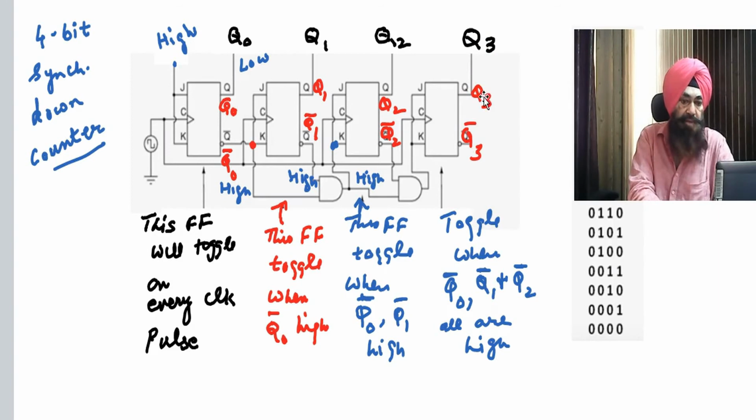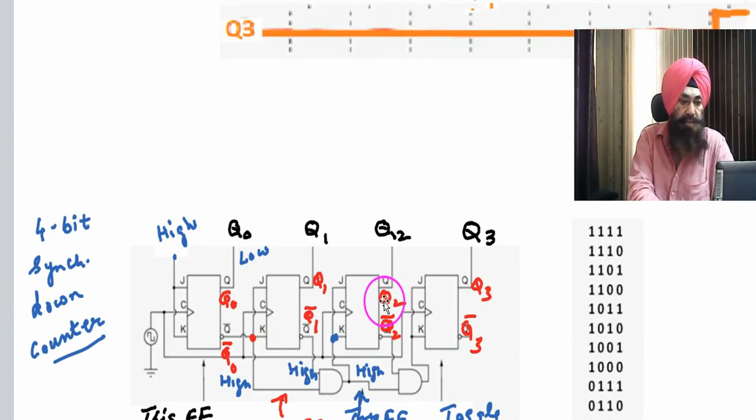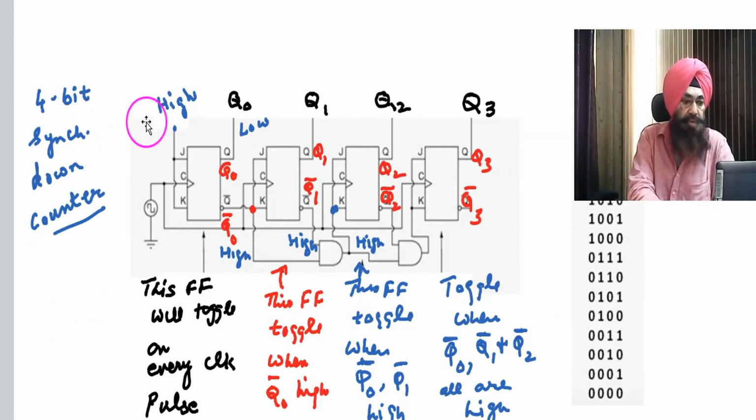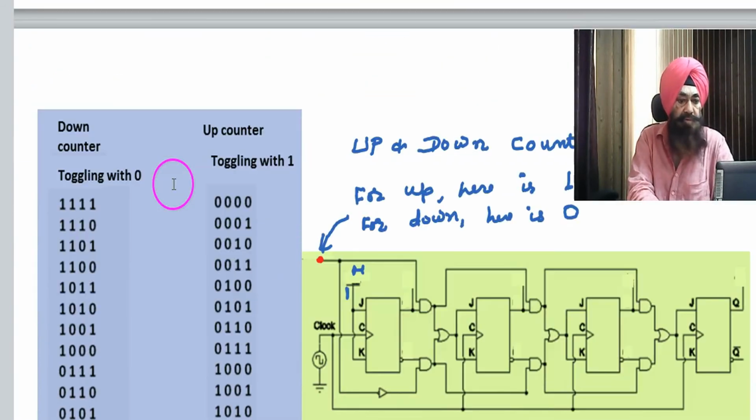So this is the logic behind how we count in the case of a 4-bit synchronous down counter.